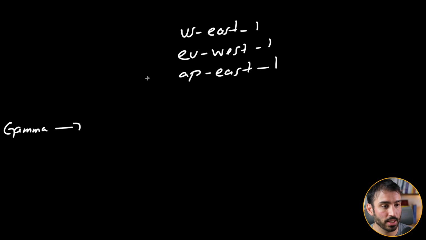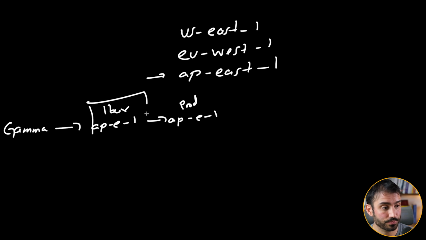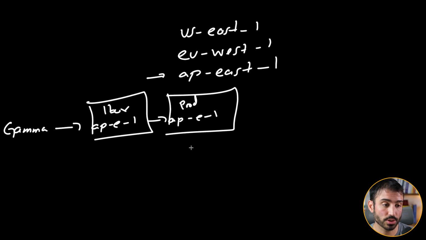In this case, maybe it's AP East 1. I'm actually just going to call this AP E1. You would do AP East 1's one box deployment first, and then its prod deployment. So AP East 1, and then this will go to prod. You would do these two deployments first.